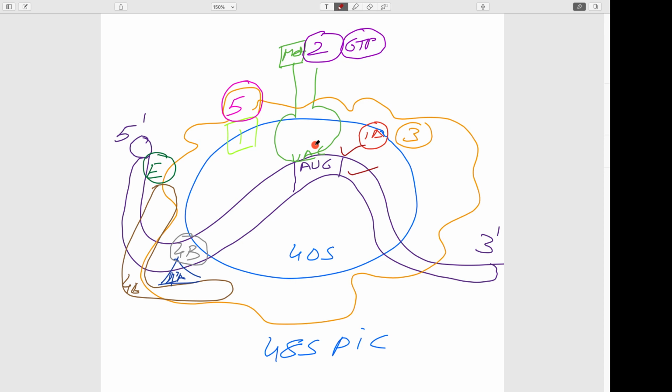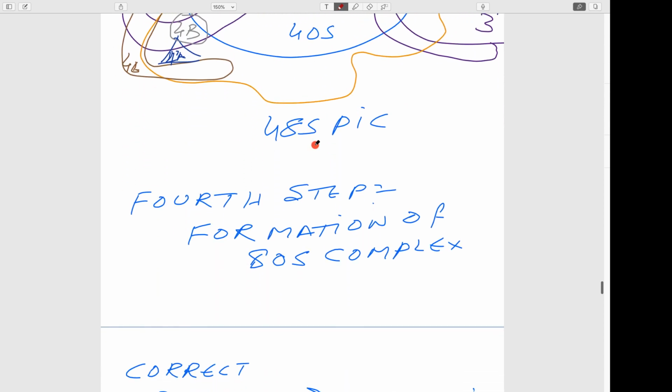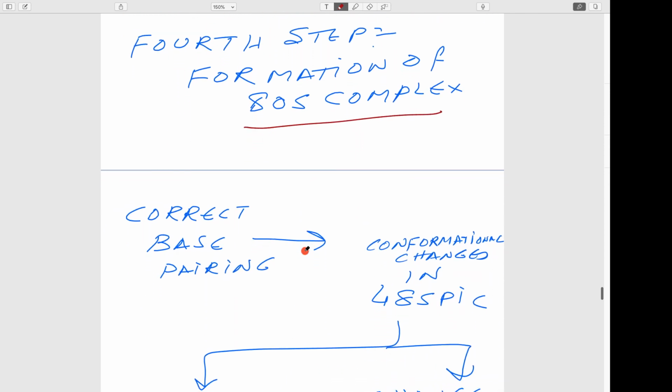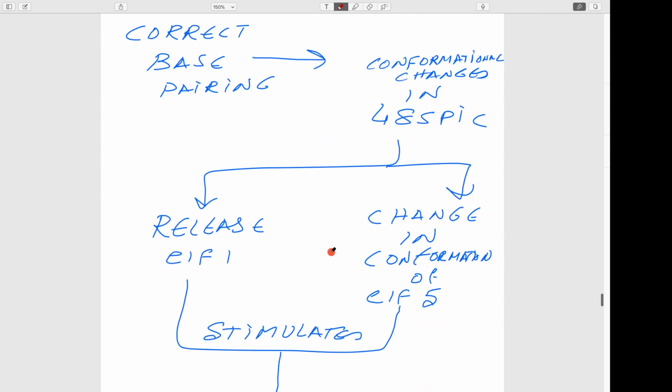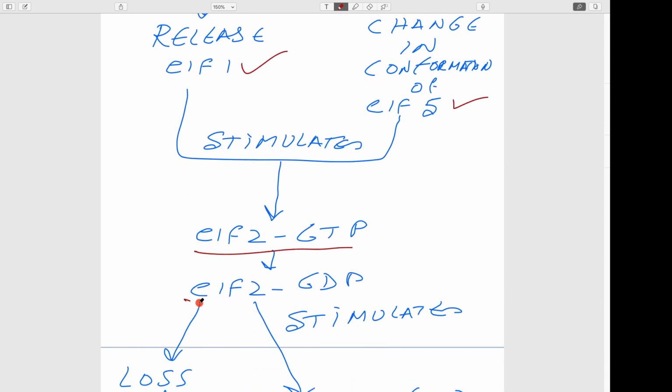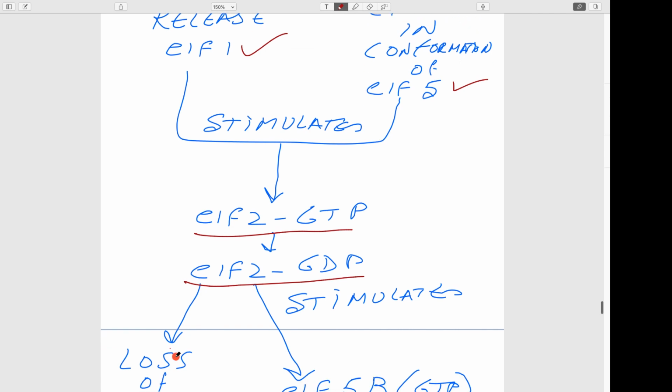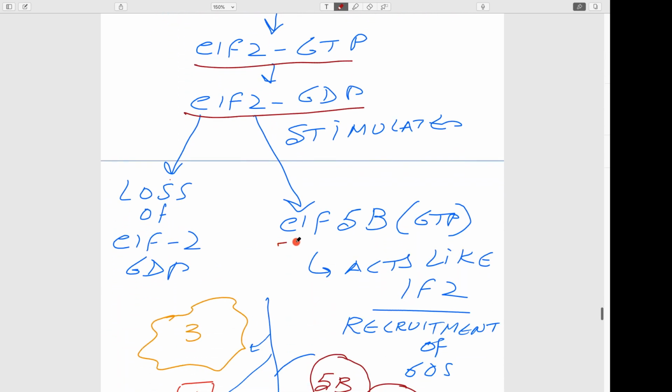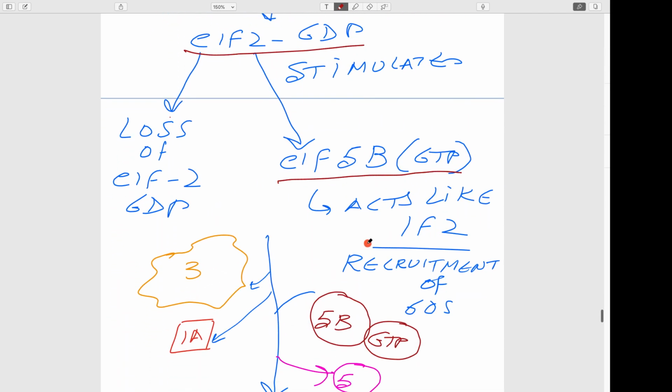Okay, then the next one is the fourth step, the formation of the 80S complex. The correct base pairing of codon and anticodon leads to conformational changes in the 48S PIC. Then release of eukaryotic initiation factor 1, and a change in the conformation of 5 stimulates eIF2 GTP to eIF2 GDP release, and that in turn stimulates eIF5B GTP.